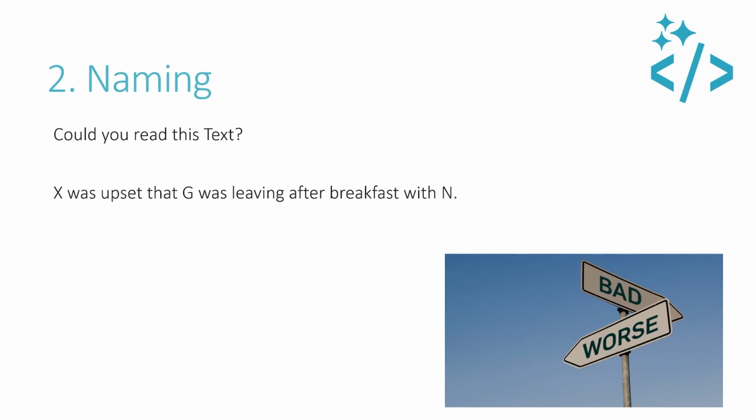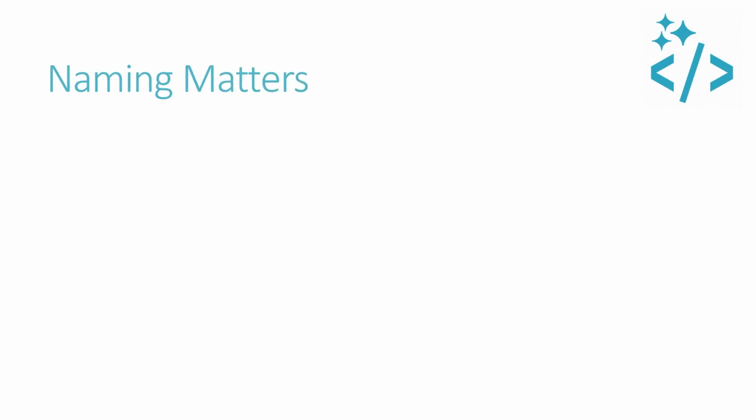So we have here some identifiers. X was upside down, G was living after breakfast, and what does... would you remember this? Of course not. Or something else. G went with A on the road. So it's very hard to remember these things and what is X, G. So it's important to have good variable names also in code. And we'll see here why naming matters.